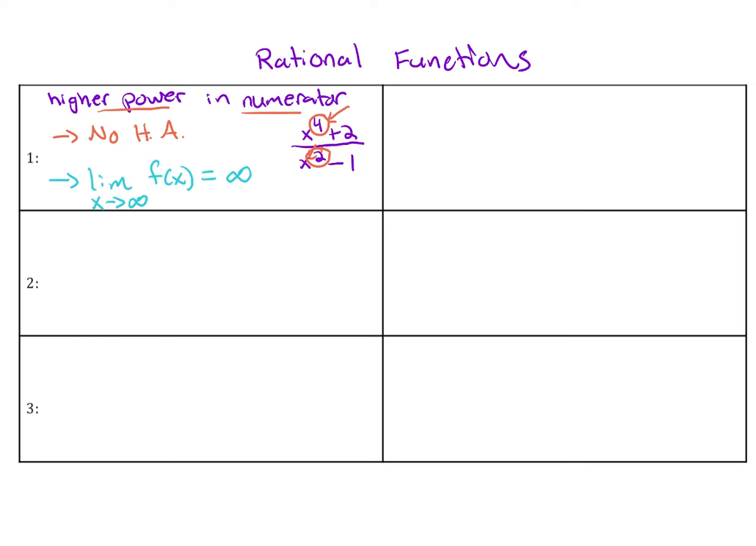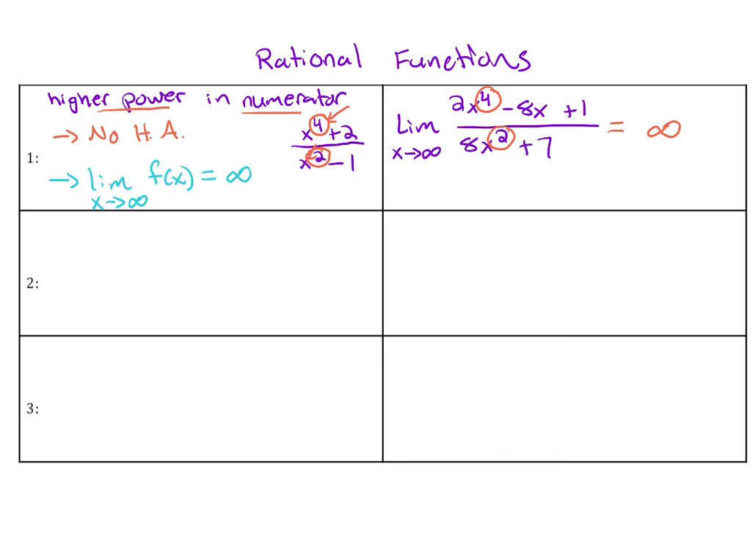Okay, so here is an example. Let's look at the limit as x approaches infinity of 2x to the 4th minus 8x plus 1 over 8x squared plus 7. So all you have to do is look at the degrees, the highest power. Because 4 is in the numerator and it's bigger than 2, automatically this will equal infinity.